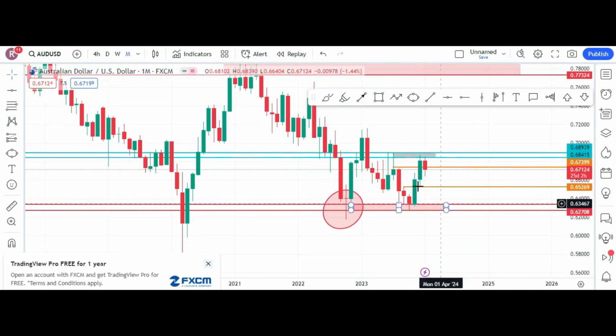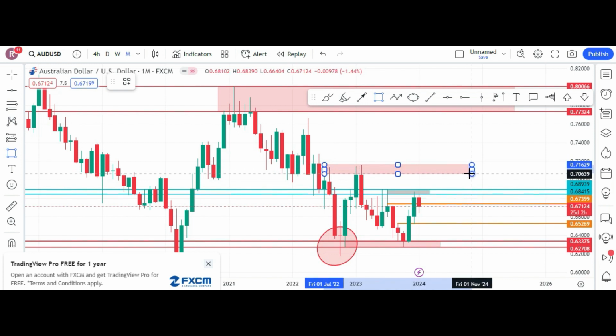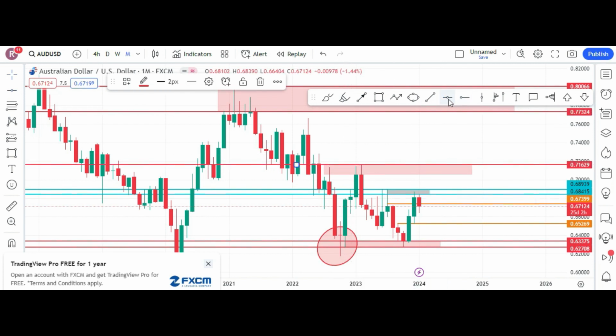After coming back to this area, it made a double top here in the monthly time frame. It is clearly visible, green and red, and it pushed the price back again. So this is the latest double top in the monthly. Let's draw it. This is the area where the double top happened again in monthly, and if we put it in context, this is the thing.